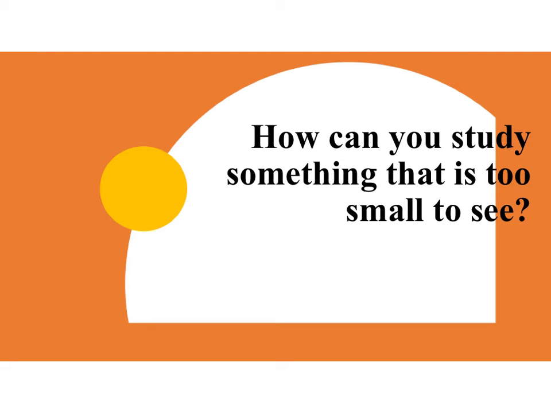Okay, so I want to start off with this question I want you to think about. How can you study something that's too small to see? Think DNA. If we were to look in your cells, could we just see your DNA? Probably not. It's too tight. So how do we study? How do we know what all the parts of DNA are?